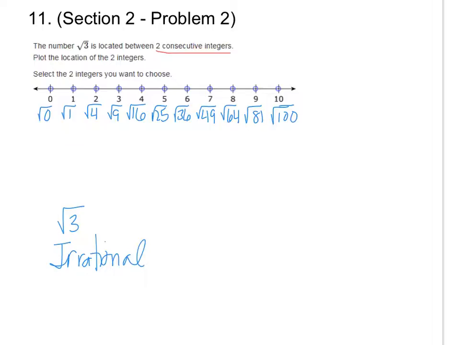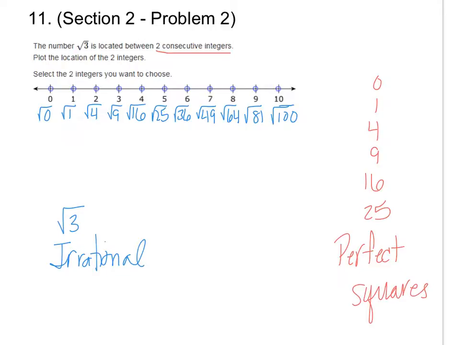So all of those numbers that I have underneath the radical signs, the 0, the 1, the 4, the 9, the 16, the 25, and so on, those are all called perfect squares. And if you remember, if you take the square root of a number that is a perfect square, you get a rational number. Notice how 3 is not in our list here. That's because 3 is not a perfect square. So when I take the square root of 3, I do not get a whole number.